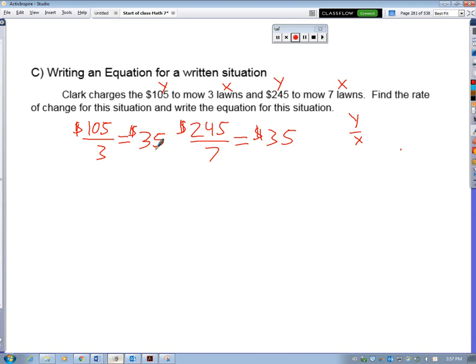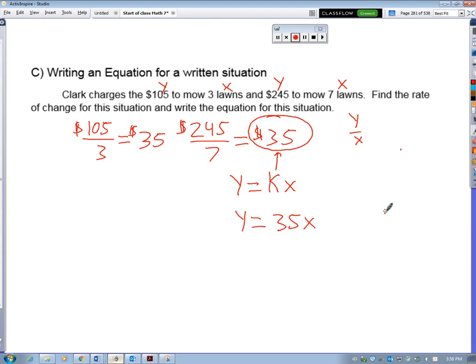Okay, so now we're going to make that into an equation. Our equation looks like this: y equals k times x. K is just the unit rate. Our unit rate for this example is $35. So we would just say y equals 35 times x. Alright, that would be our equation to match this situation.